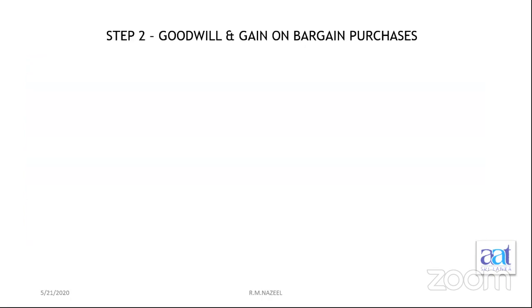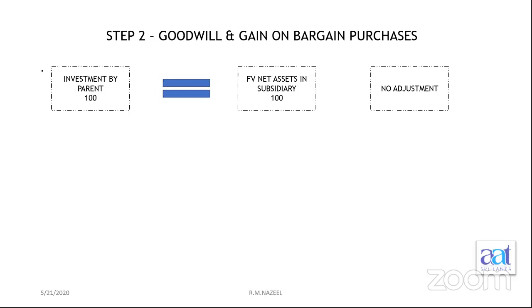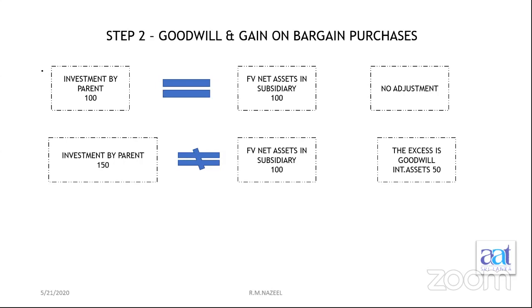Right. Now we'll go to the next example. Step number 2. Investment is more or less. How are we going to do it? Right. Now see the first one. If the investment is equal to the net assets, no adjustment. What we did, we eliminated and we didn't do anything, right? Now, the second one, if the investment is greater than the net assets, see, the investment is 150, the net assets are only 100. What do we do with the 50?